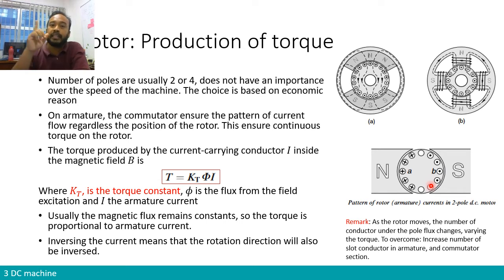So the first thing, in order to produce consistent torque, is that we need a commutator and brush, and we need the pattern of the current to always be the same regardless of the position or the rotation of the rotor. So that's the first thing.